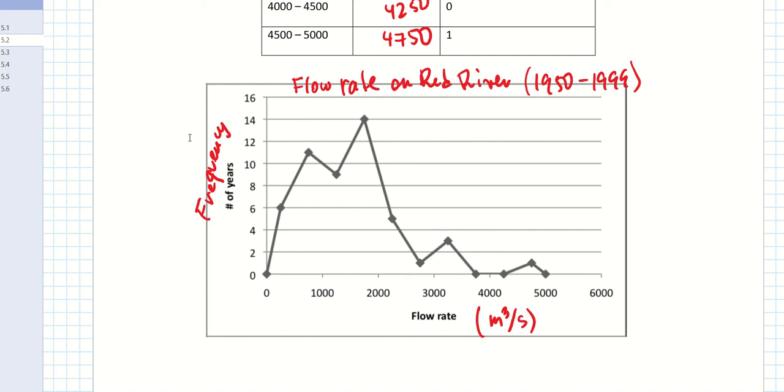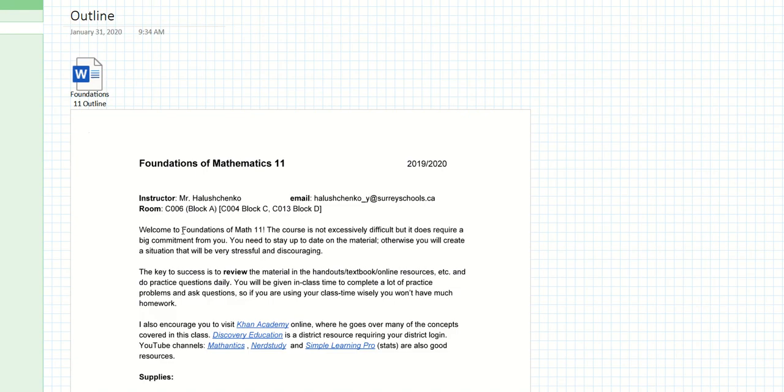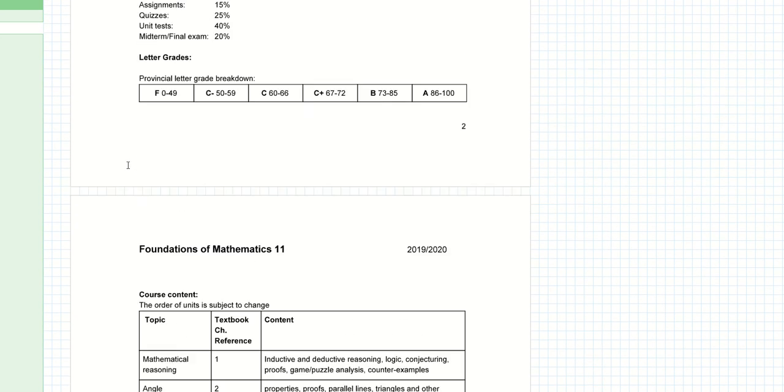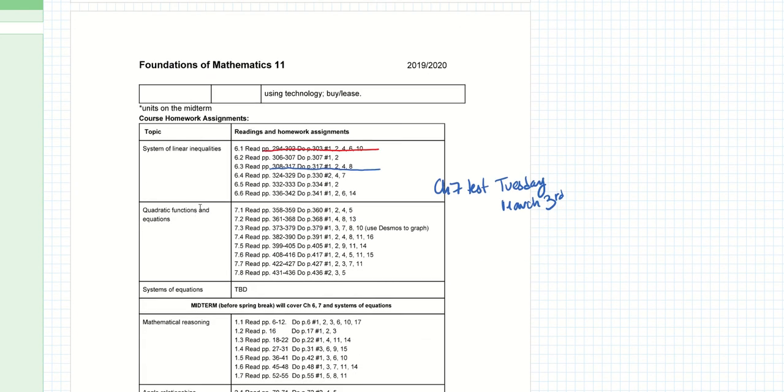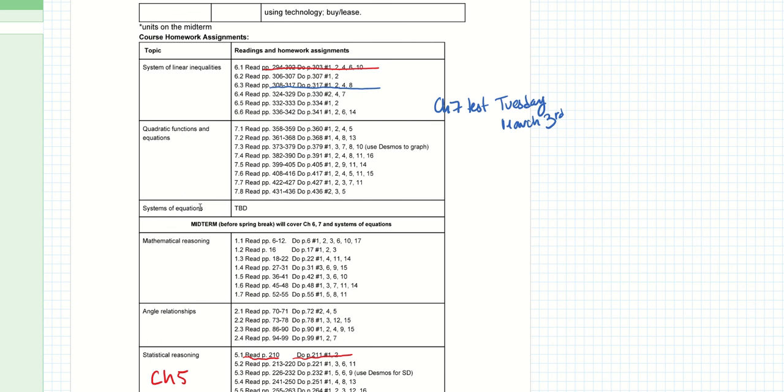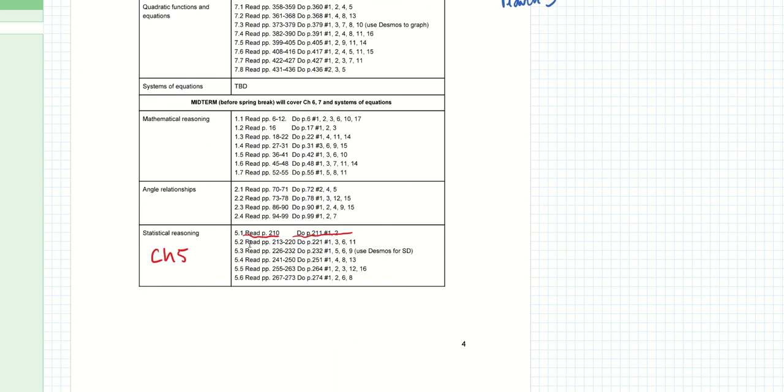Okay, so for practice, we're looking at statistical reasoning here, section 5.2, so read pages 213 to 220 and do questions 1, 3, 6, and 11. Now, some of these might take a bit of time, so just take your time, read through each of the data points because you might have to create some of the histograms by hand, and then you can graph it. So again, if you have any questions, make sure you post them as replies on Teams.